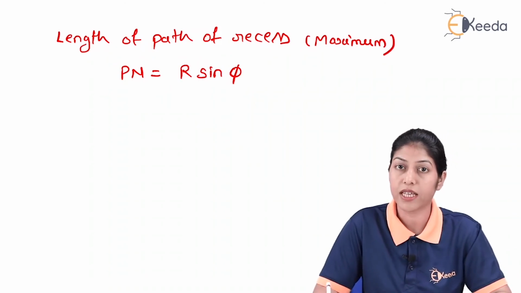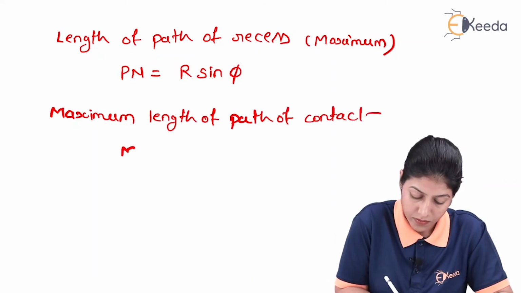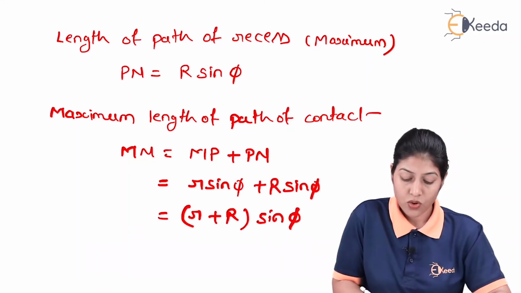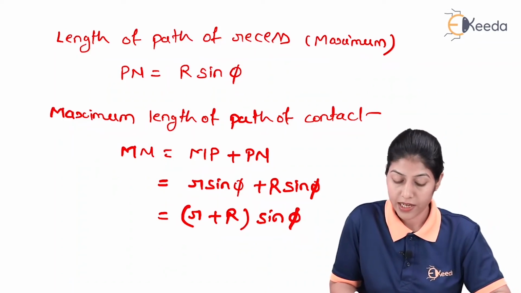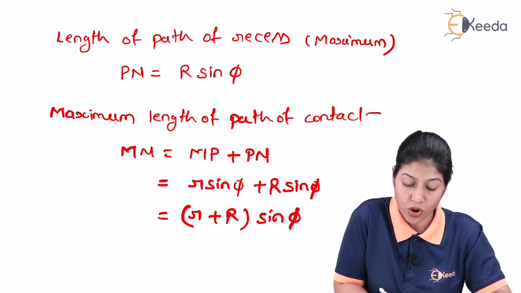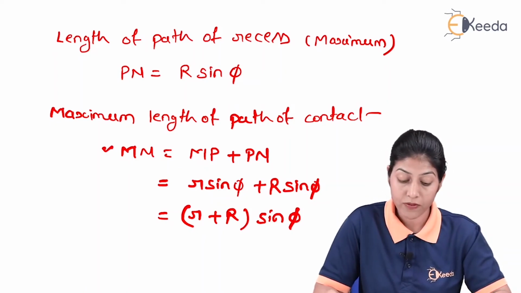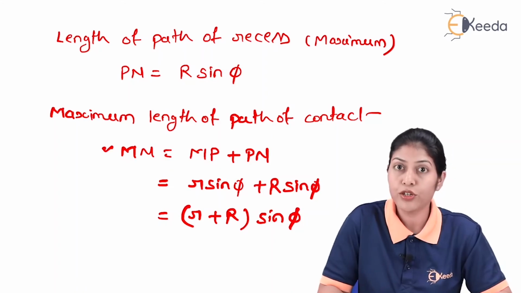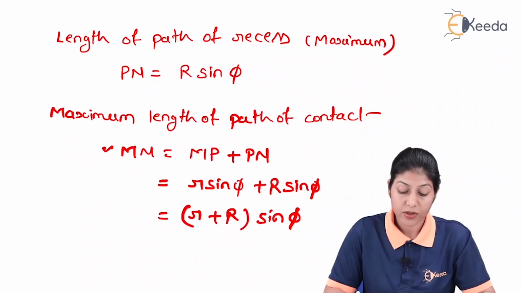Now that we have both values, we can define the maximum length of path of contact. The maximum length of path of contact is r sine phi plus R sine phi. With the help of this term, we can define the maximum length of path of contact, and this length should not go beyond MN. If it goes beyond MN and the length of path of contact increases, interference will happen. The interference points should be M and N, and the maximum length of path of contact should be MN.